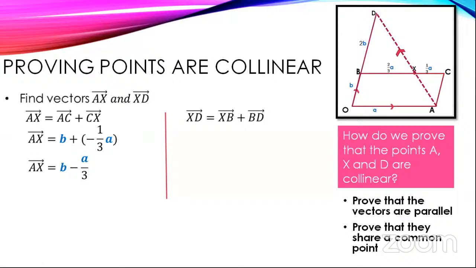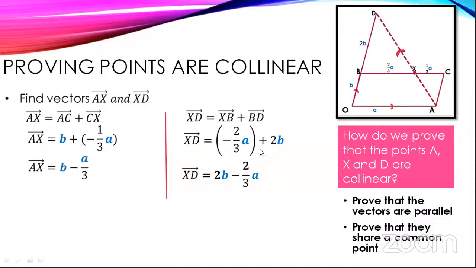Anybody? Come on, guys. Which direction? Opposite. Good job. Therefore we would end up with the vector XD is equal to negative 2/3 A plus 2B. All right, and we can rearrange this. We can turn it around so we can have 2B take 2/3 A.